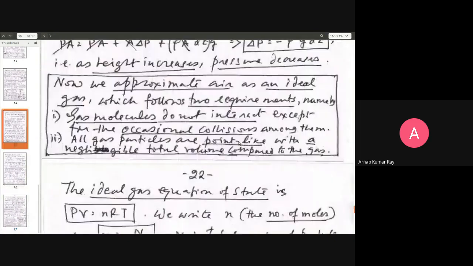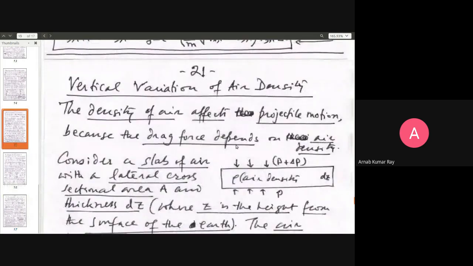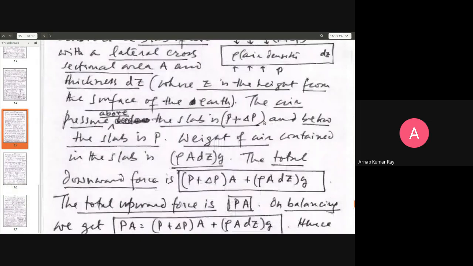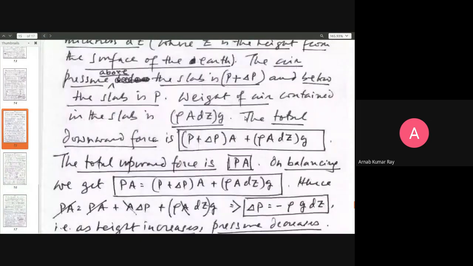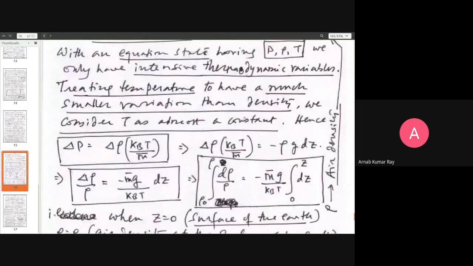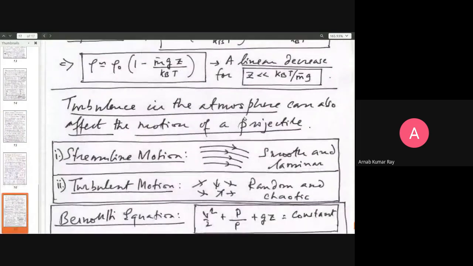So as I said, in projectile motion, there are various things that you have to worry about. One is also the variation of air density. We have just discussed that now. There's one last topic I shall touch upon. We have about 15 minutes, and I shall also take 5 minutes extra today. Please bear with me. So what about turbulence in the atmosphere?